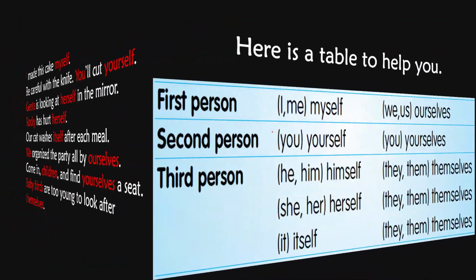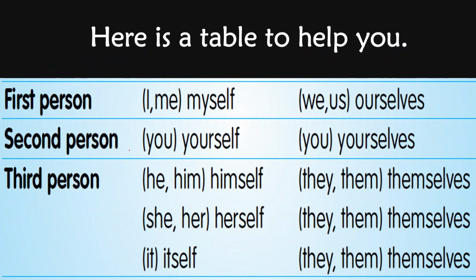Okay, let's check. Here's a table to help you. In the first person, for I and me, we are using myself. And for we and us, we are using ourselves as a reflexive pronoun. In the second person, for you, we are using yourself. And in the plural form, for you, the reflexive pronoun will be yourselves. This is for the singular form, this is for the plural form.